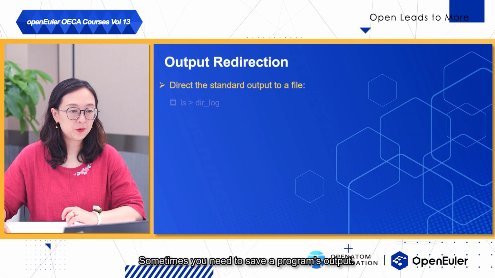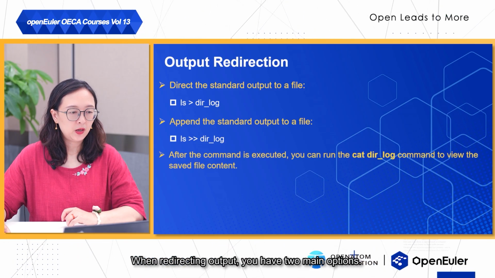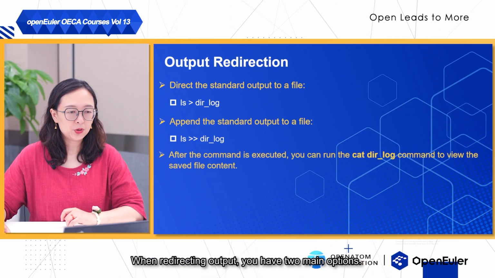Sometimes you need to save a program's output. You can do this by redirecting its output to a file. When redirecting output, you have 2 main options.